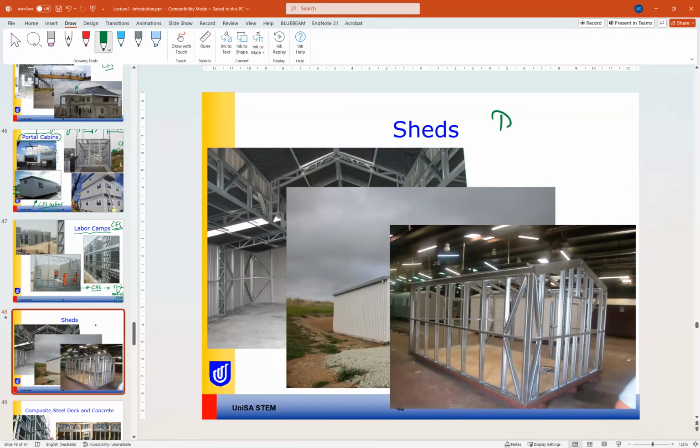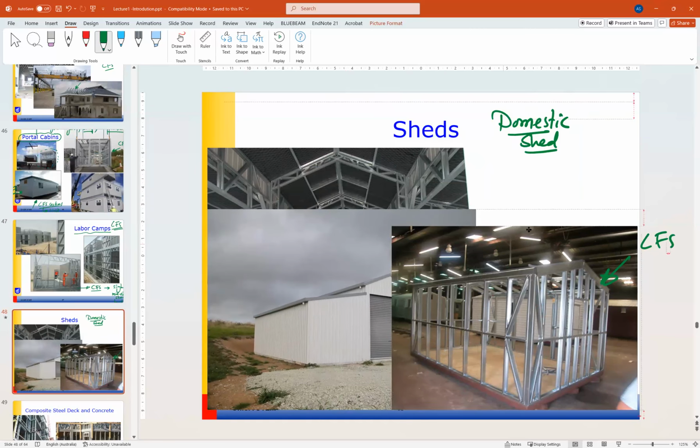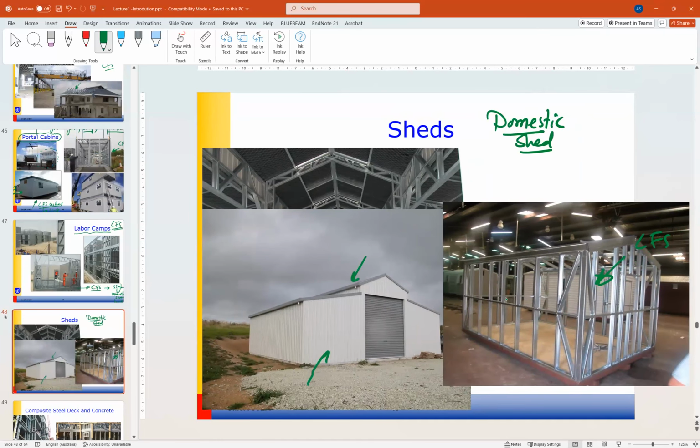Also sheds, like the domestic shed for your backyard or for storage. So the domestic shed can be from the lightweight cold formed steel studs, and also it will be covered with roof sheeting. So if we can see this image here, the walling and the roofing are also from roof sheeting and wall sheeting. So these are examples of sheds.